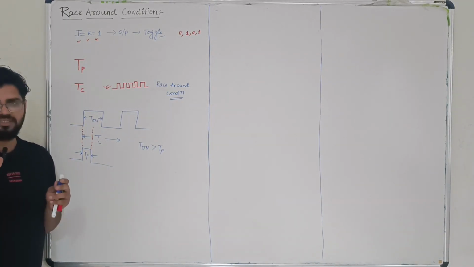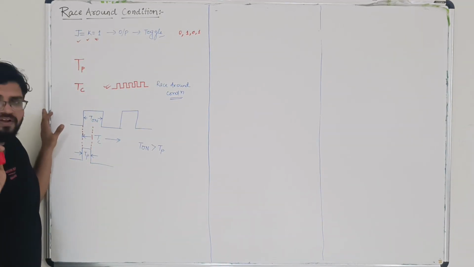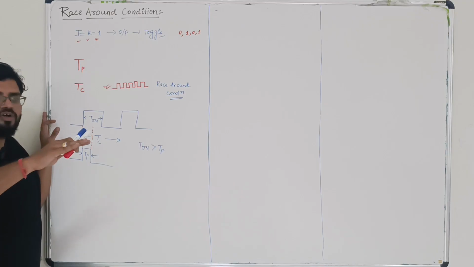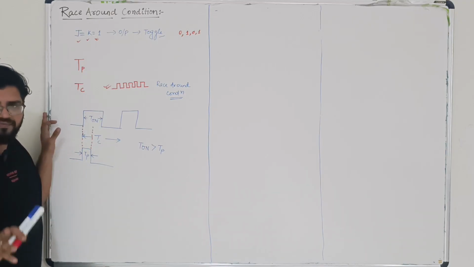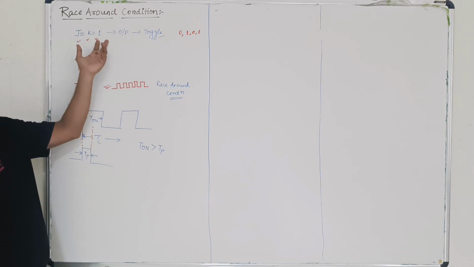For getting the race around condition, you have to keep in mind two or three things. The first thing is that your flip-flop should be level triggered, meaning it should be operating when it is at the level. The second thing is that the values of J and K must be equal to 1.